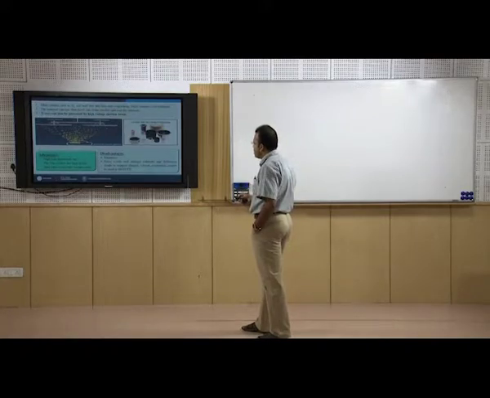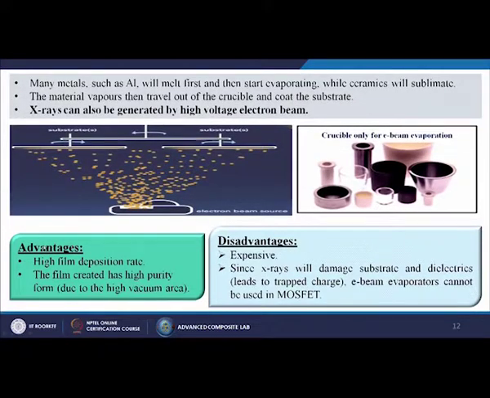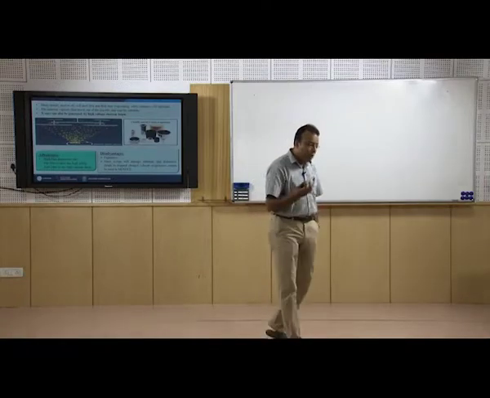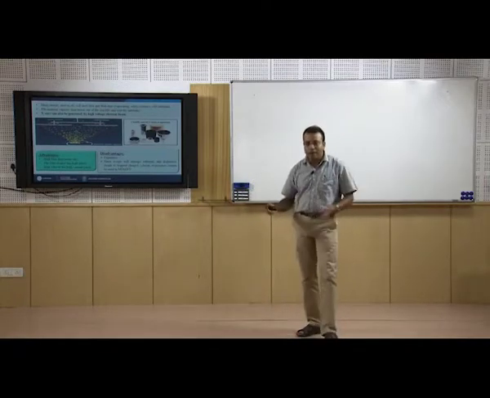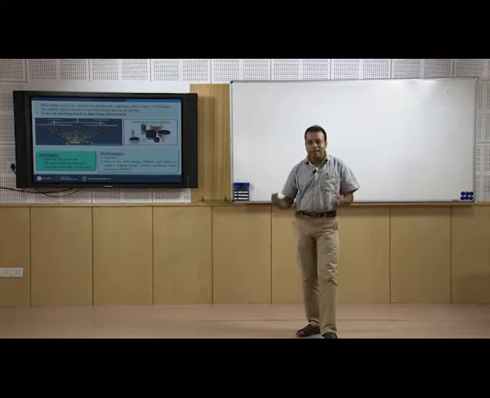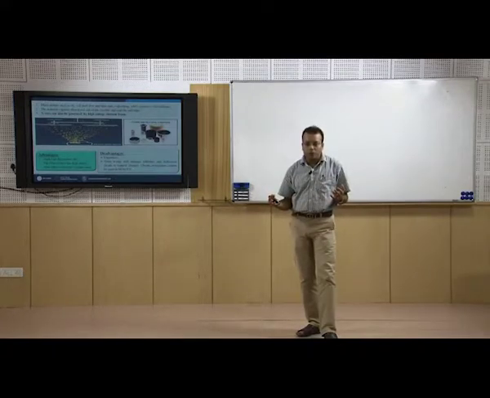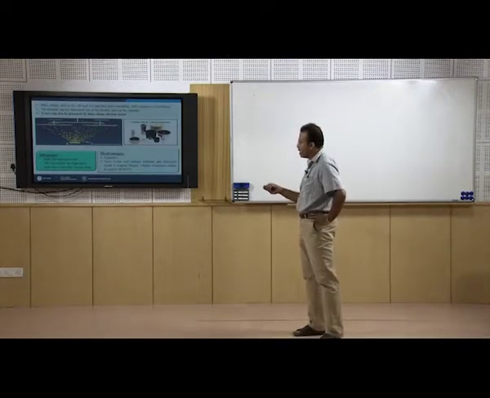The advantage of this process is a high film deposition rate, and the film created has high purity due to the high vacuum area, because we are using a high vacuum for this particular process. What are the disadvantages? The first one is that it is an expensive process, because we have to first generate the electrons. For generating the electrons, we need some kind of material, filaments, which can be heated up, and generally a tungsten filament is used. That is also a very expensive one. So, that is why the whole process is too expensive.